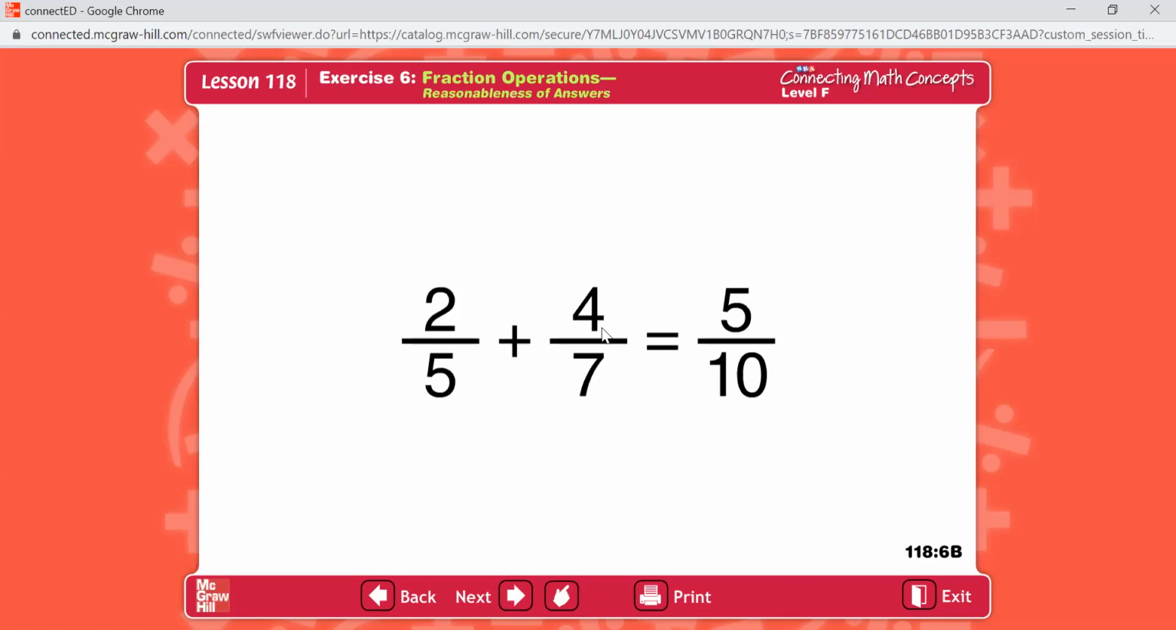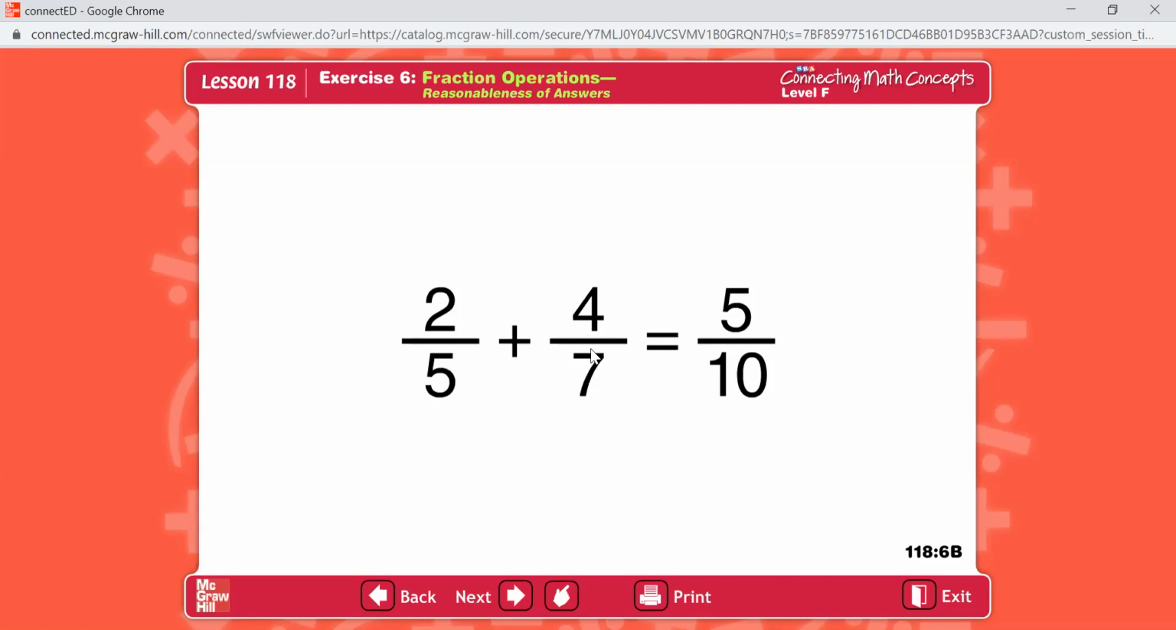Two fifths plus 4/7 equals 5/10. 2/5 plus 4/7 equals 5/10. The answer shown is 5/10. Is that more than half, less than half, or equal to half? 5/10 is equal to half. Is either of these fractions more than half? Yes. 4/7 is more than 1/2.